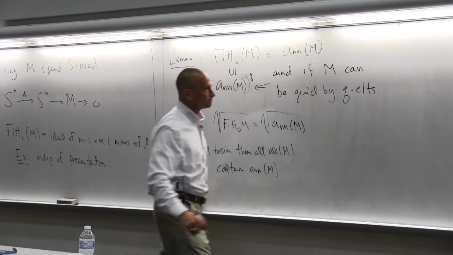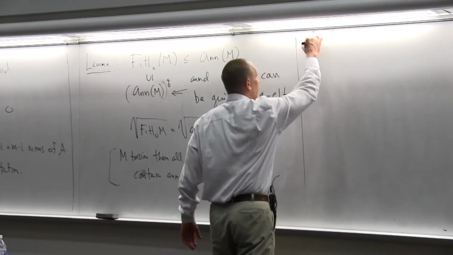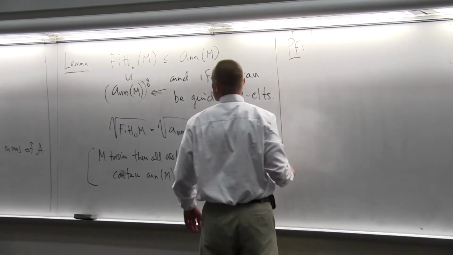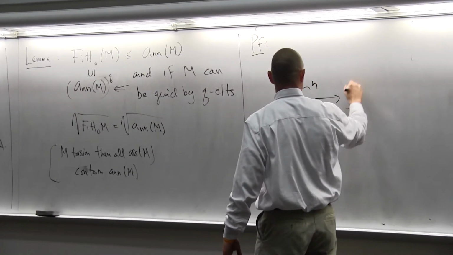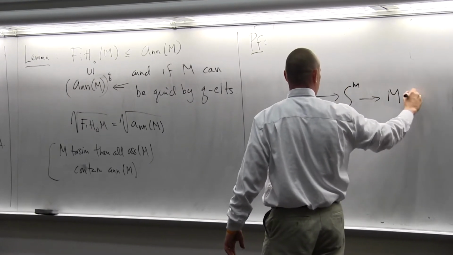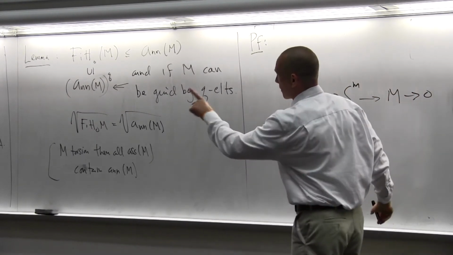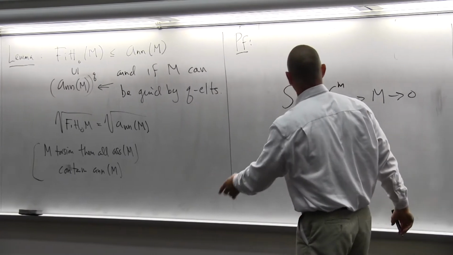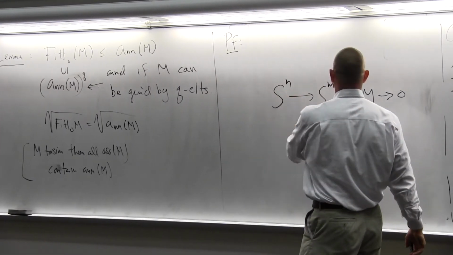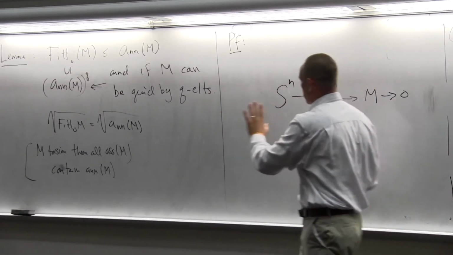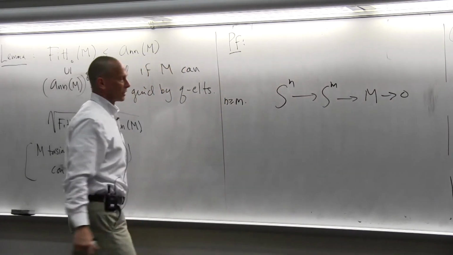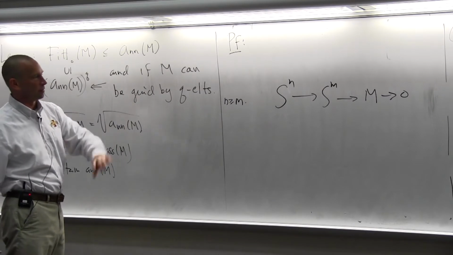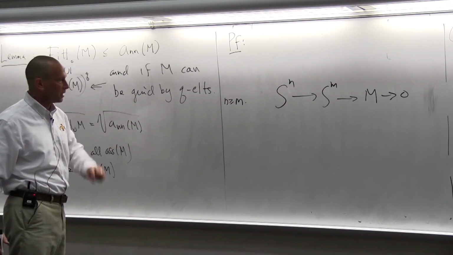So proof. Wake up for the espresso prize. So what I want to do first is I've got my presentation, S to the n goes to S to the m, goes to M, goes to 0. If n is less than m, and I'm working over a domain, it's trivial. The only thing that annihilates M is 0. So we want to assume that n is greater than or equal to m. I have more relations than generators. Otherwise, M is only killed by the 0 ideal.